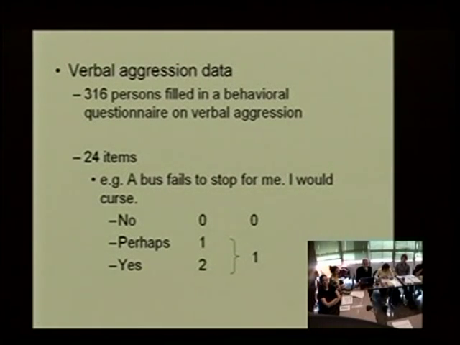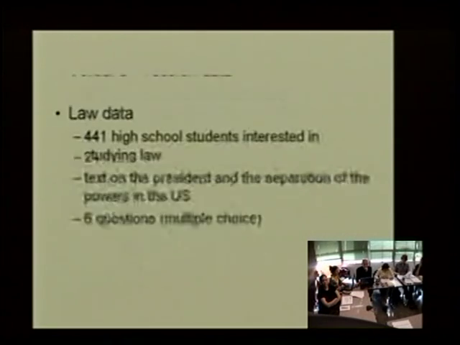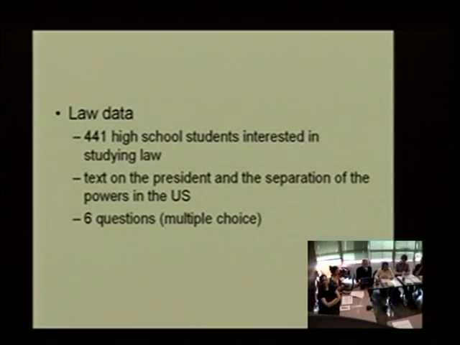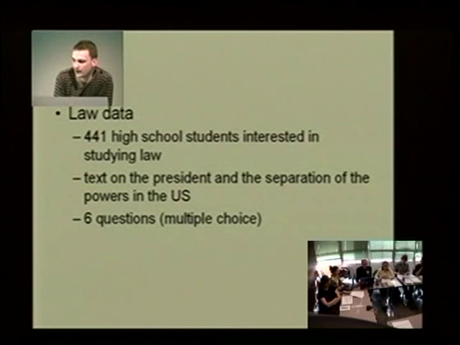So a no response will be scored as 0, and perhaps and yes are taken together, and they will be scored as 1. So that's the first data set. The second data set are the law data, and there are 441 high school students that were questioned because they were interested, or they showed interest in studying law.